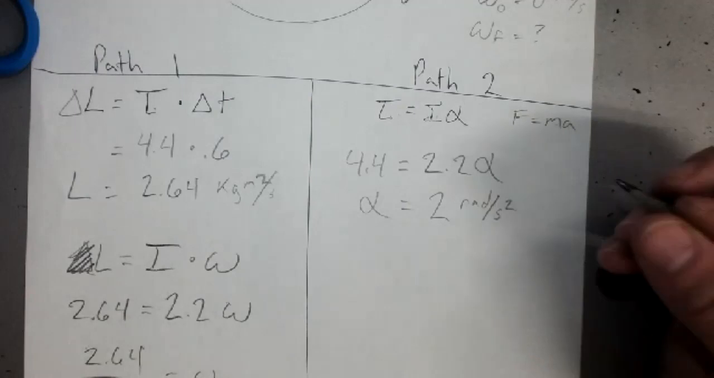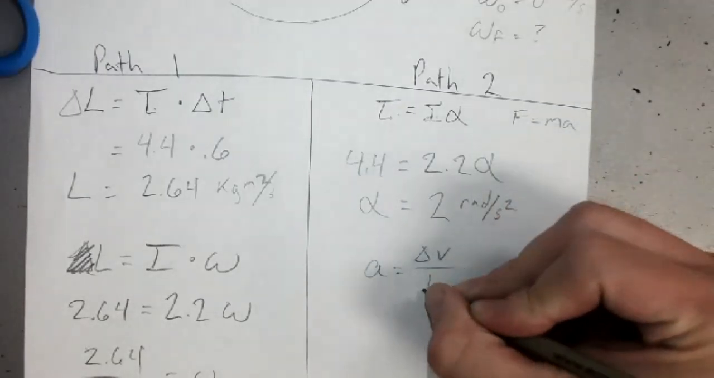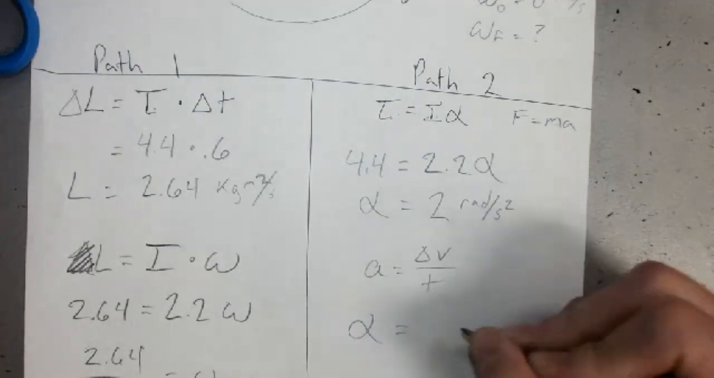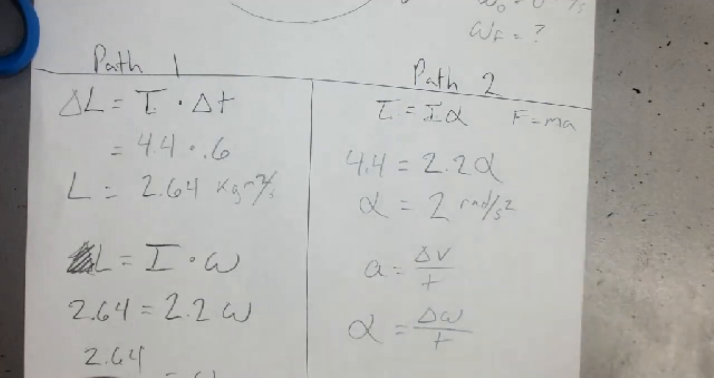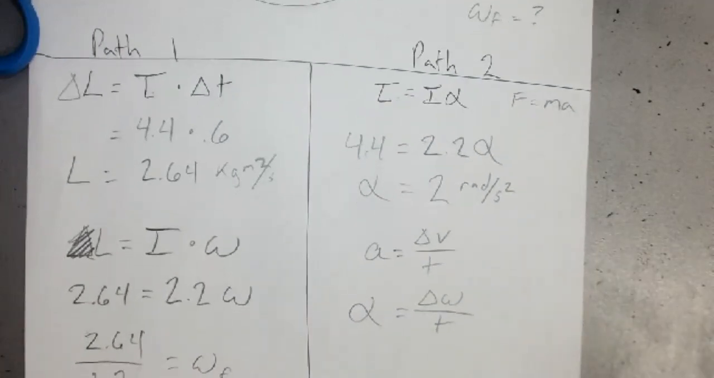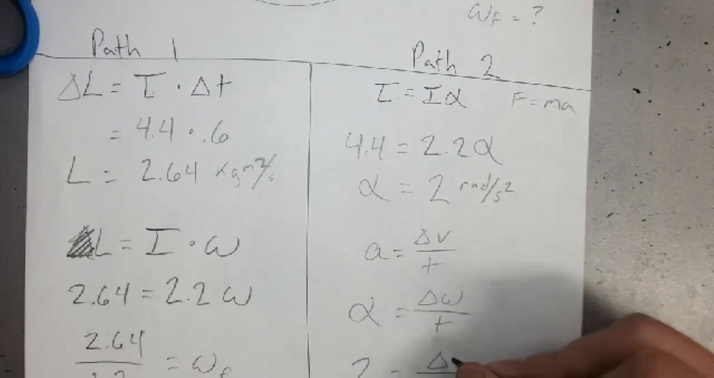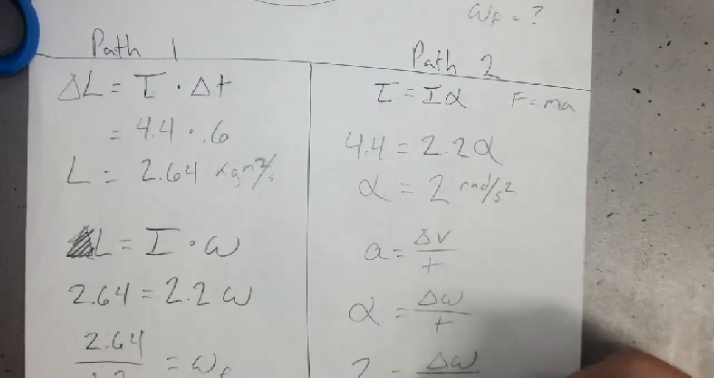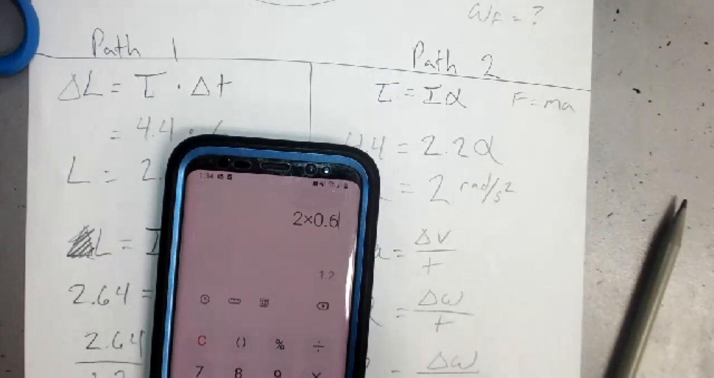So if acceleration is change in velocity over time, angular acceleration is going to be change in angular velocity over time. And we know 2 out of 3, right? So 2 equals some number over 0.6 seconds. So what operation? I think we're going to multiply, right? So if we multiply 2 and 0.6, I think we'll get the same number. 1.2.